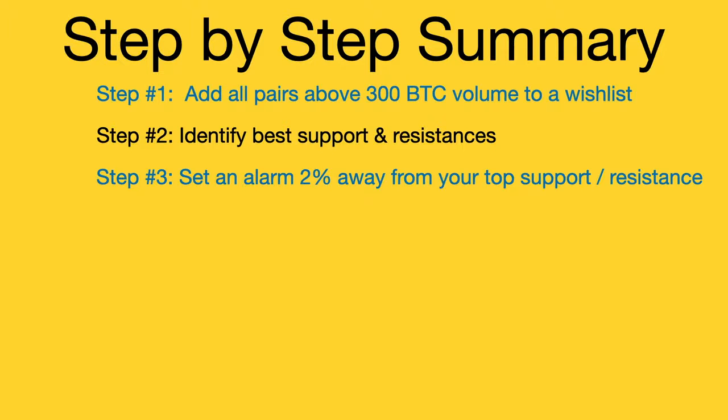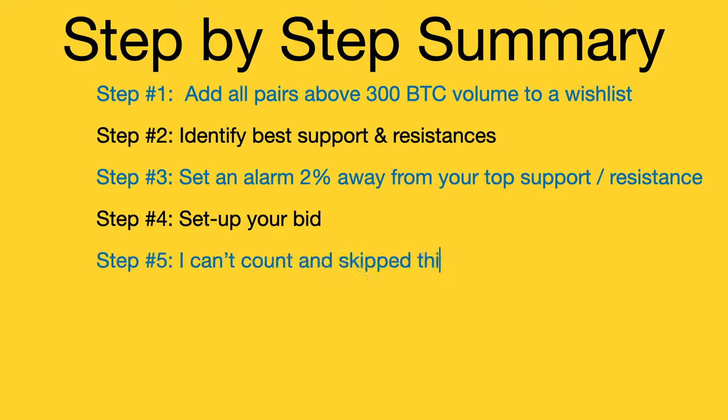This is super helpful so you don't have to keep clicking through these charts all day, and instead you'll get a notification directly to your device. Keep in mind that if you're on a free version of TradingView, there's a limited number of notifications you can set. Step number 4, when that alarm triggers, you know it's go time. Take out your phone or open the website or desktop app and set up the bid.